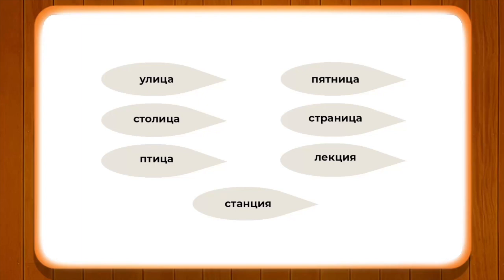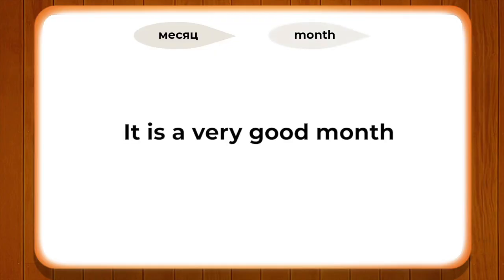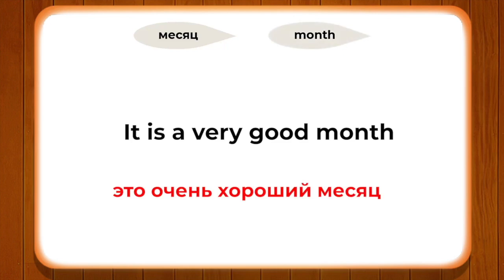Let us make some examples. Let us go to the previous part first, so that we can make a feminine gender as well as a masculine gender sentence. Now I am going to choose one example, mesets, which means month. I want to say that it is a very good month. So, I would say: это очень хороший месяц. This is a very good month. Это очень хороший месяц.